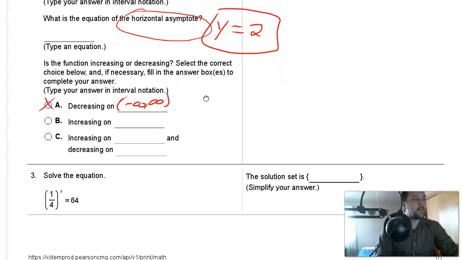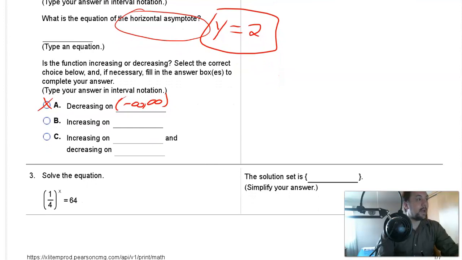All right. The last question on this page is to solve this equation. Again, we have a base of 1/4 like we had for the first problem. That may not happen on the version of the test that you get, but 1/4 to the x power equals 64. This is still in section 4.1.